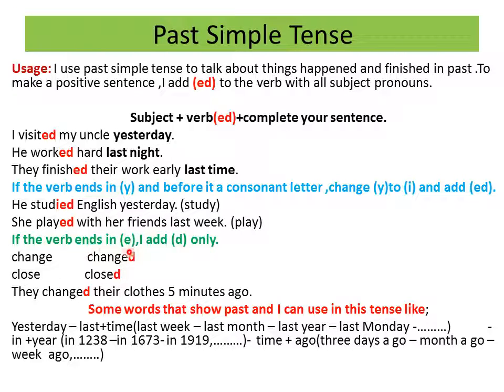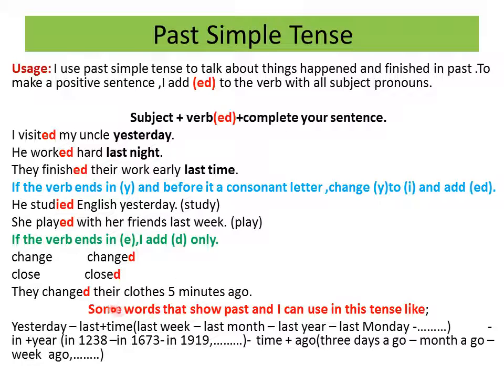If you have a verb and this verb ends in e, just add d only. It ends in e, so it will not be changed further. Close, closed. For example, they changed their clothes 5 minutes ago.